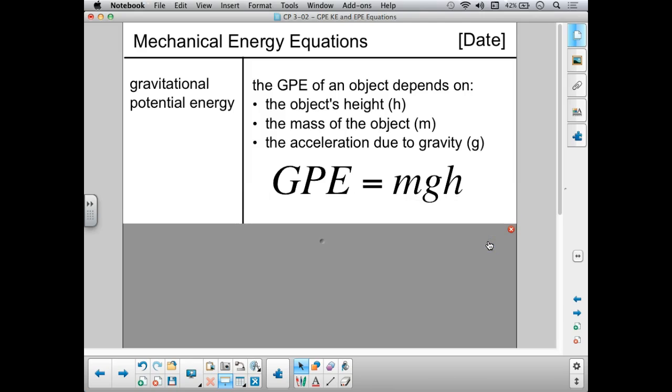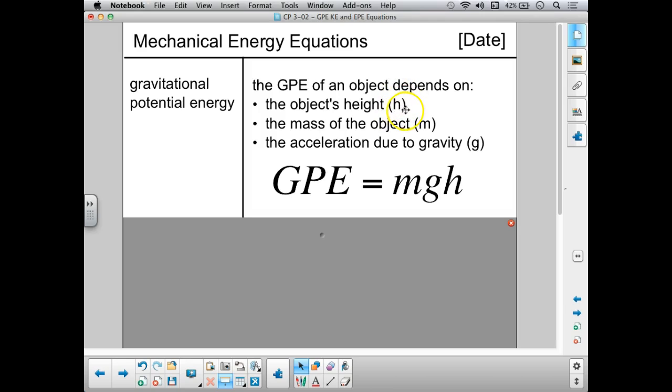Here's an equation that ties these three things together. It's actually pretty straightforward. GPE, or the amount of gravitational potential energy that I have, is the product of mass, acceleration due to gravity, and the height of the object. So if I know these three properties of the object, I can just multiply them together and end up with the GPE. Let's remember to use standard units.